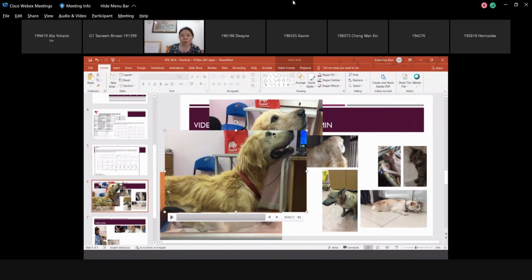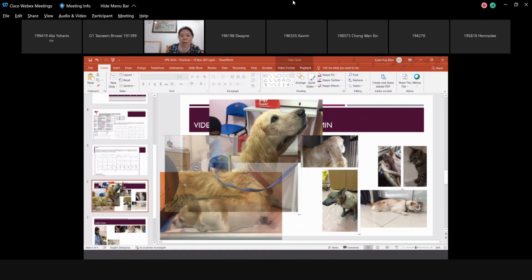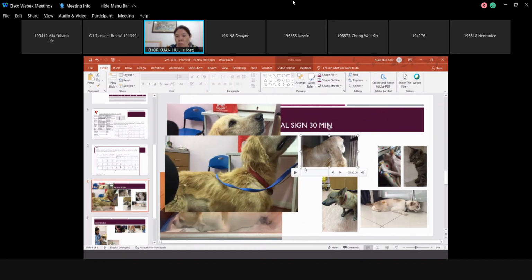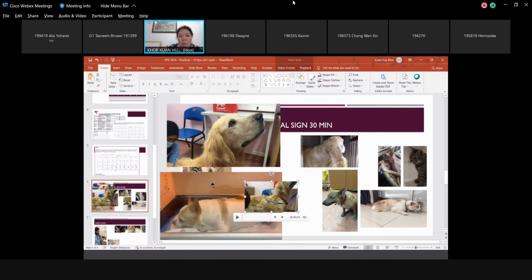Okay, he's a very good dog. He will stand still. You want to take blood, you want to do anything, also can. You just put food in front of the dog. Okay. And I make all this smaller.